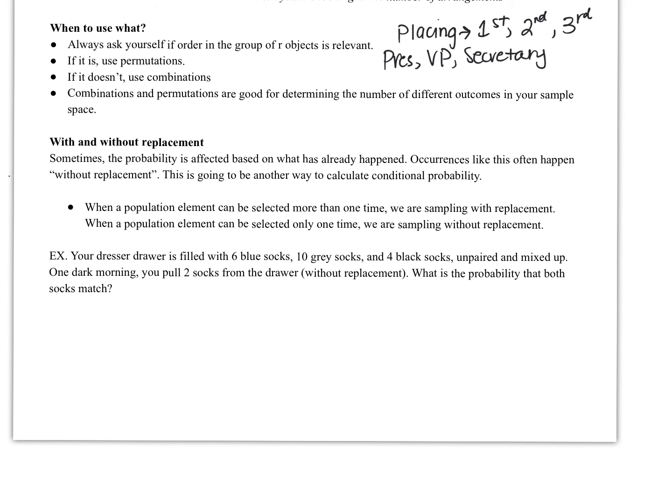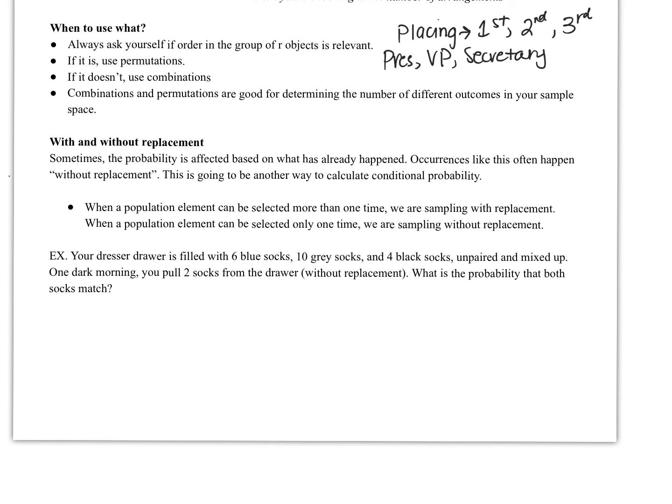For example, in your dresser drawer, you have apparently just thrown your socks about willy-nilly and you don't pair them up. You've got 6 blue socks, 10 gray socks, and 4 black socks. You decide to get dressed in the dark and you just grab 2 socks from the drawer. This is obviously without replacement, and we want to know the probability that both socks match.